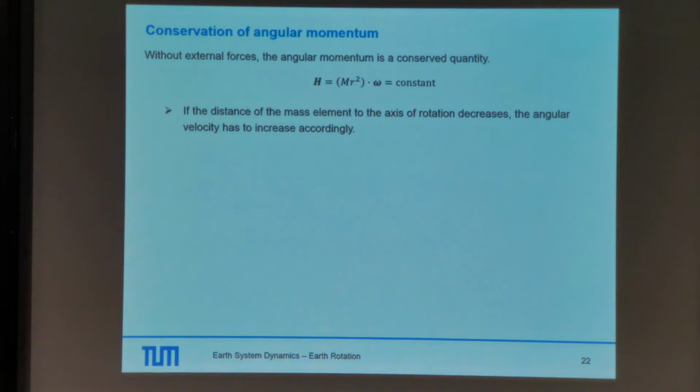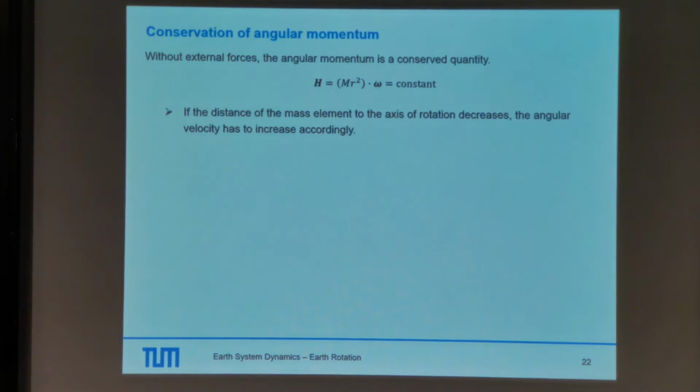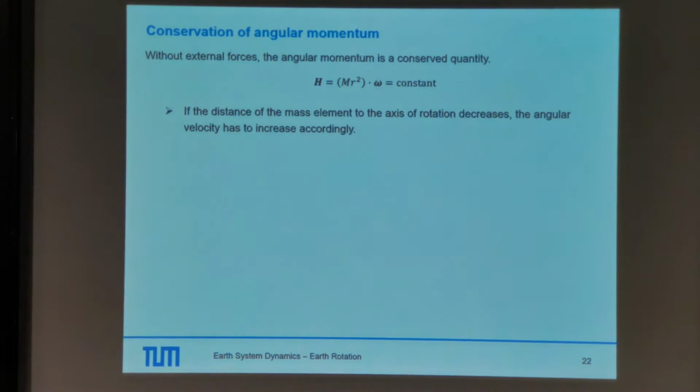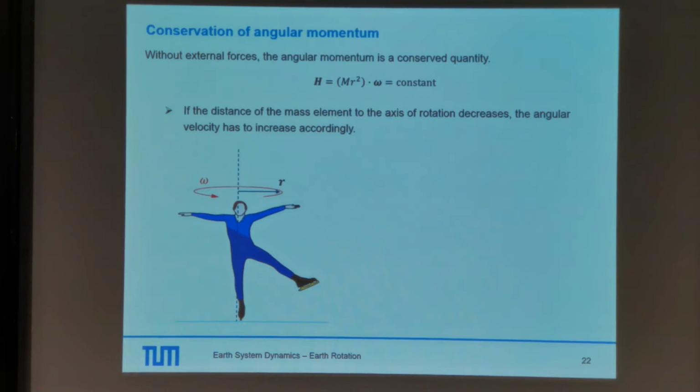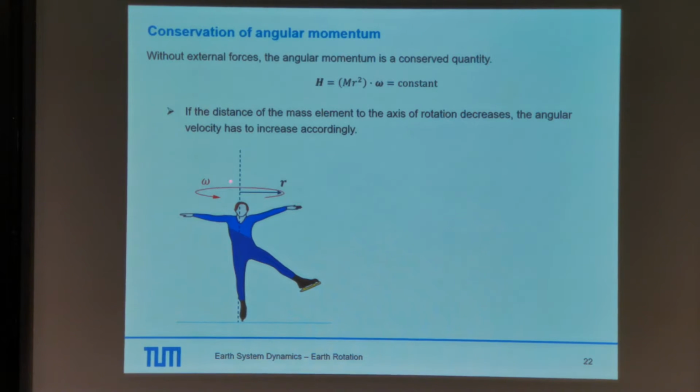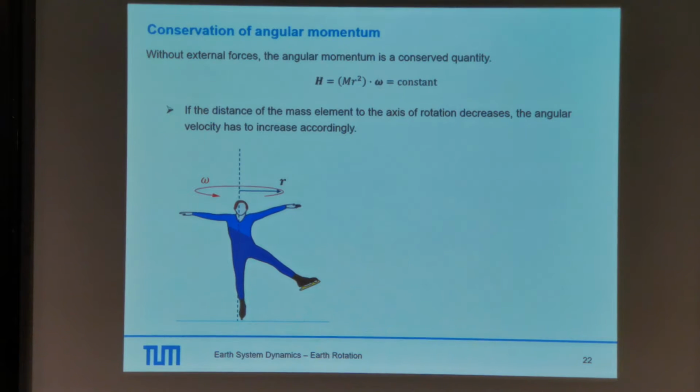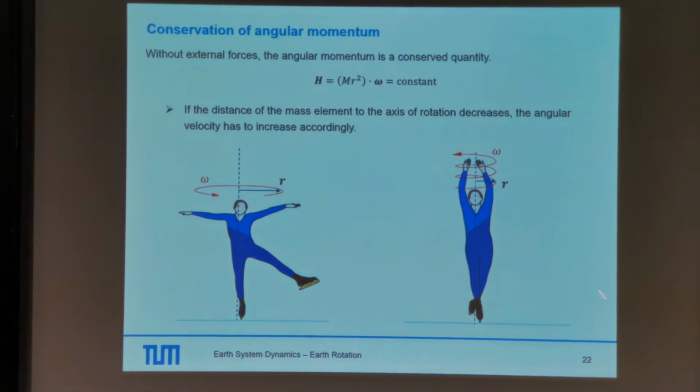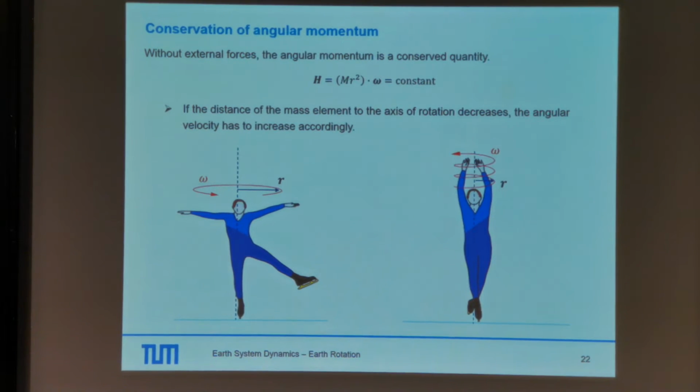And that's really easy. The smaller r is, the larger must be omega, and vice versa. The larger the distance from the mass element to the rotation axis is, the smaller this omega has to be. So there's this prominent example with the figure skater. You see, if the hands are far away from the rotation axis, then we have a smaller angular velocity, whereas when the hands, the mass elements, are closer to the rotation axis, then the angular velocity is increasing.